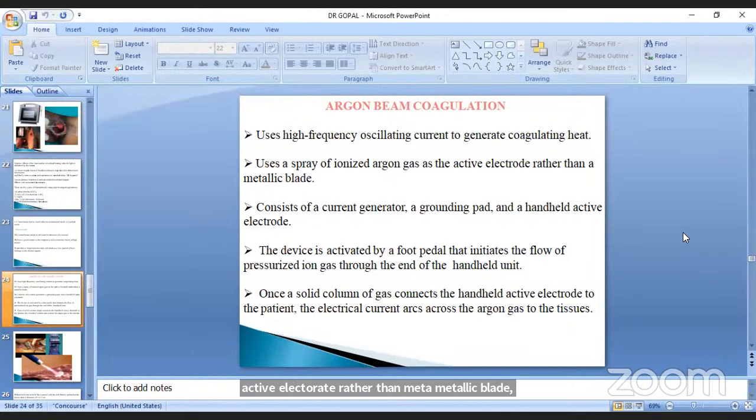The device is activated by a foot pedal that initiates the flow of pressurized ionized gas through the end of the handheld unit. Once a solid column of gas connects the handheld active electrode to the patient, the electrical current flows across the argon gas to the tissue.